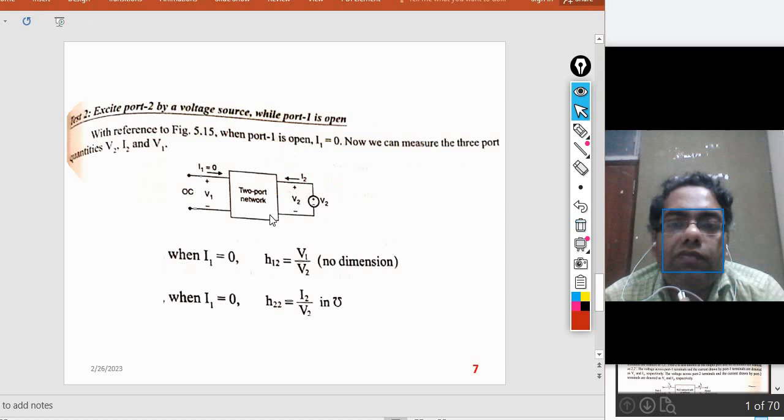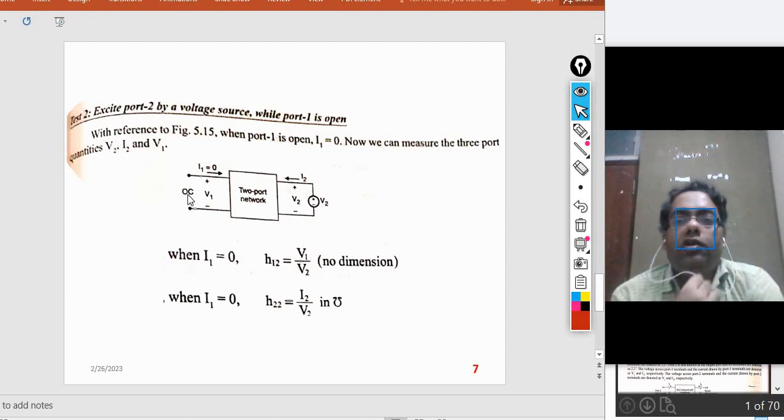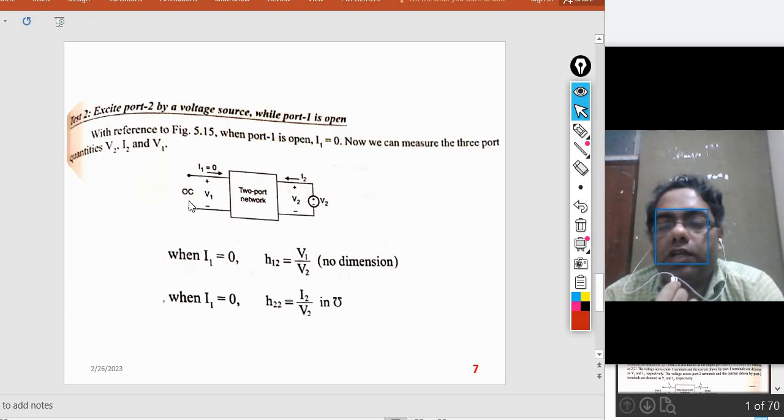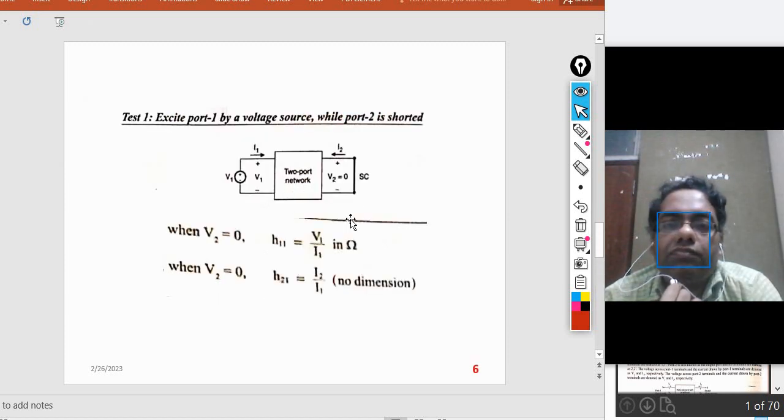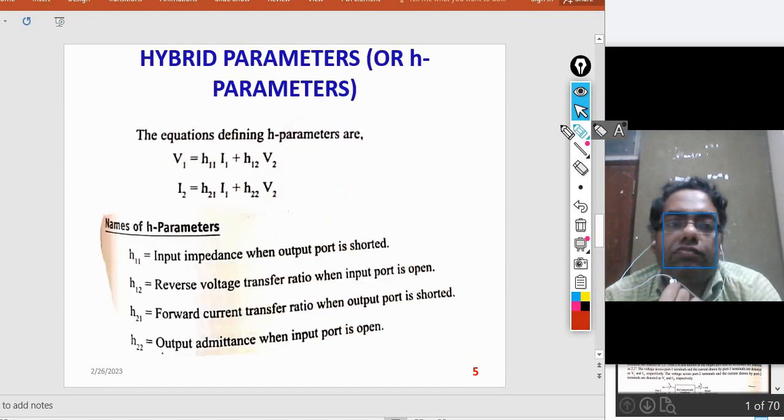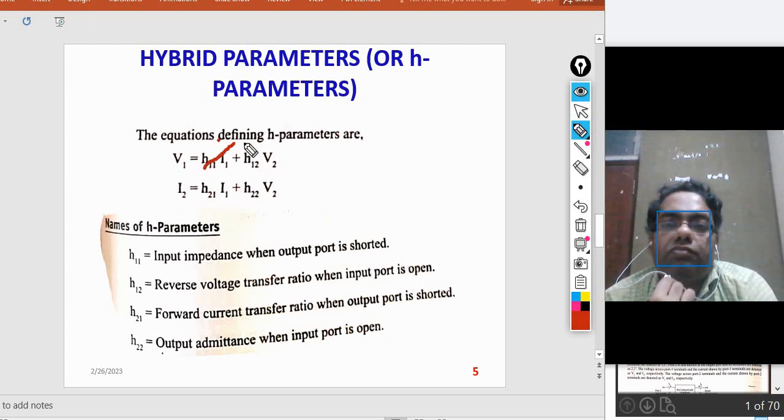Similarly, we give excitation at port 2 and open circuit the input port. This input terminal is open circuited, so I1 is 0. When I1 becomes 0, we can find H12 and H22. H12 is V1 by V2 and H22 is I2 by V2. Like this we can find them.